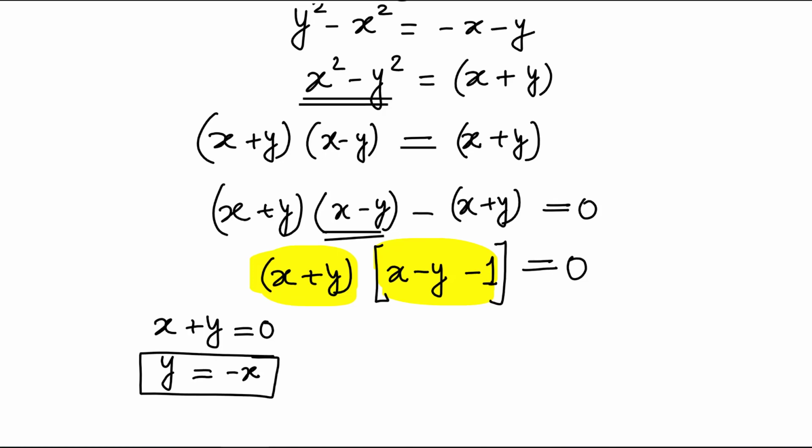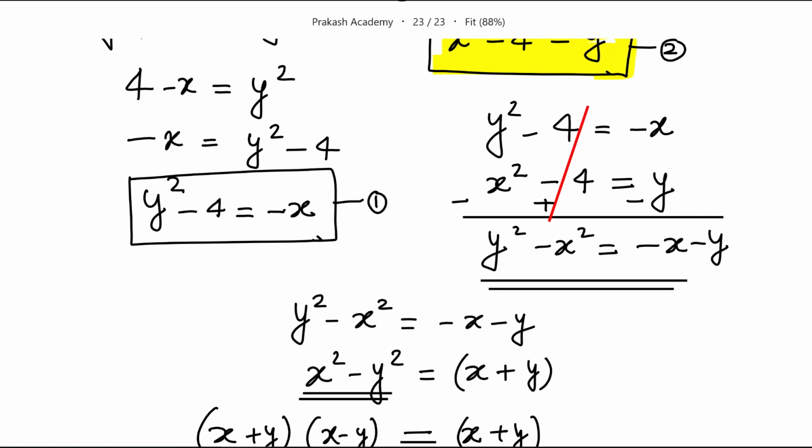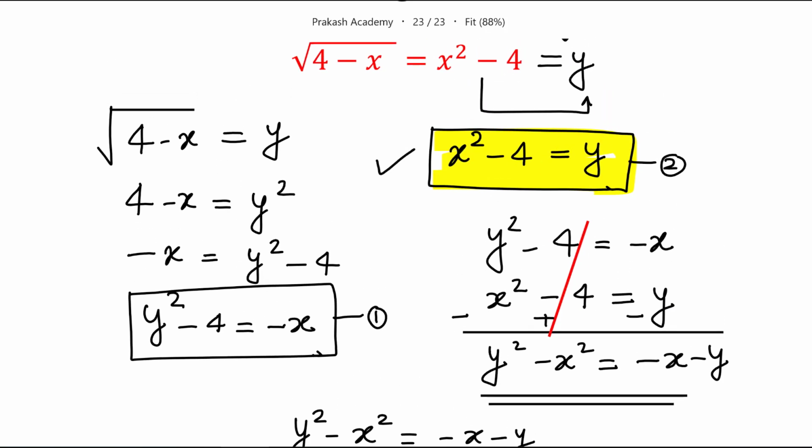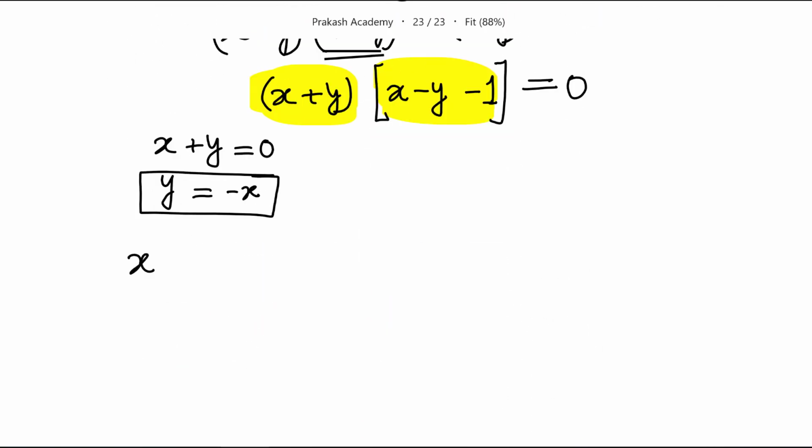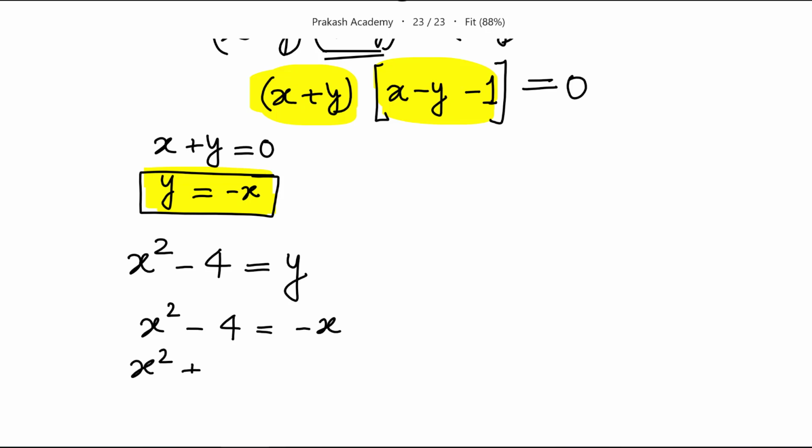Now if I plug y is equal to minus x into the previous equation, I will get an equation in x. That is x square minus 4 is equal to y, the equation that we earlier had. We can put the value of y in this expression. We have x square minus 4 is equal to y, but now we have proved that y is nothing but minus x. So we will have x square plus x minus 4 is equal to 0.